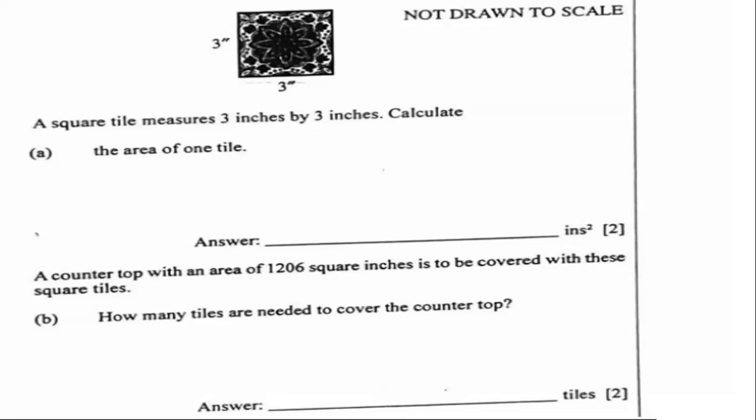You just multiply. By the way, what's the formula for the area of, okay, what's the shape of this tile? It's a square, right? So what is the formula for the area of a square? Length times width. What's the length of this tile? 3. What's the width? 3. So that means that the area of this one tile is just going to be length times width. We're just going to multiply it, right? So the area of one tile is 9 inches squared.